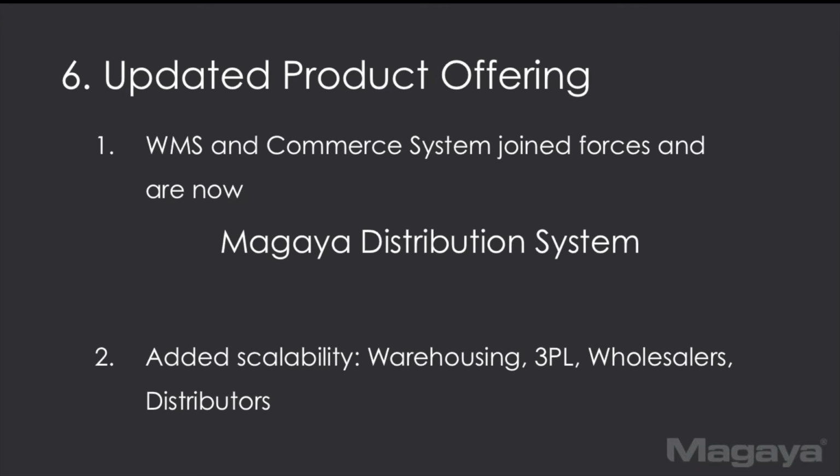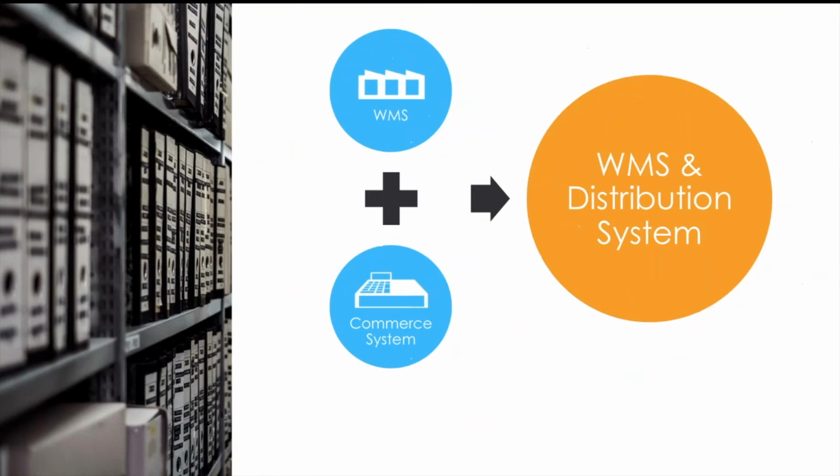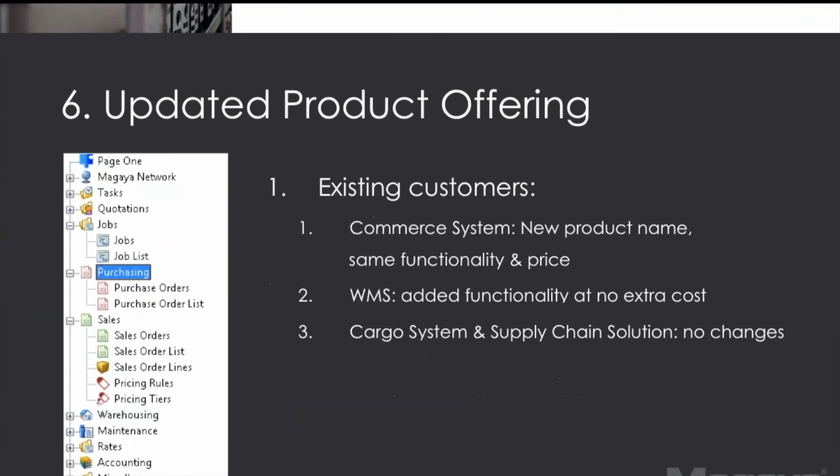What we realized was there was this blurred line between the WMS and the commerce system. So we joined them together to make the Magaya distribution system. It's called the Magaya WMS and distribution, and we've added the scalability where a warehouse person who is not necessarily buying and selling but needs to keep track of POs is able to add that Magaya distribution system. So in a nutshell, we have the WMS, we've added the commerce, and we basically just call it the WMS and distribution system.